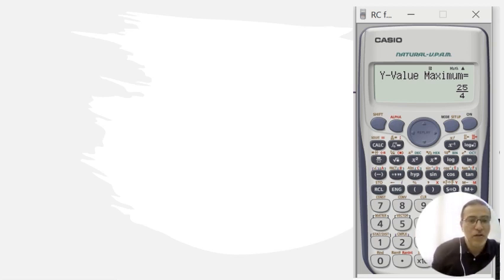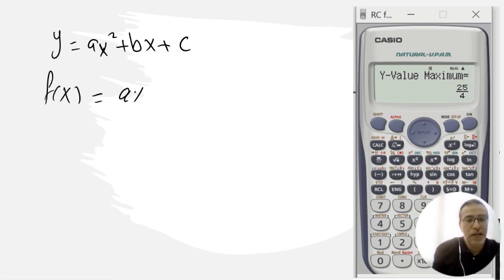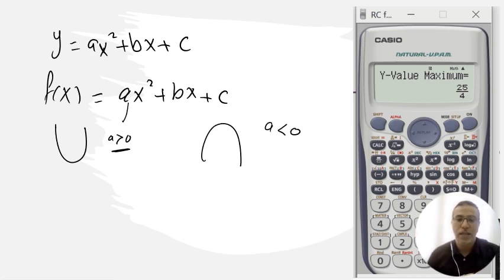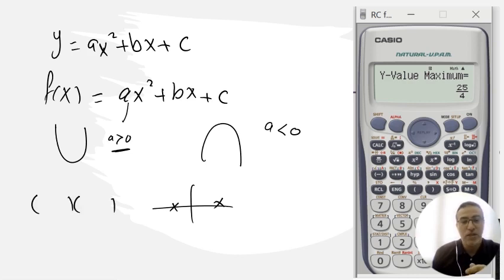I can use the calculator to solve the second degree equation in the form ax squared plus bx plus c, which can also be written as f of x equals ax squared plus bx plus c, and graph the parabola, open upward or downward. If a is greater than 0, positive, it opens upward, but if a is smaller than 0, it opens downward. In the next slide, I'll show you how useful the calculator is for finding the x-intercept, the y-intercept, and the factorization and solution of a quadratic equation quickly.